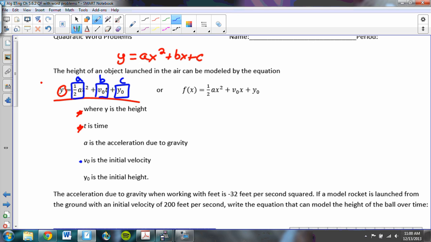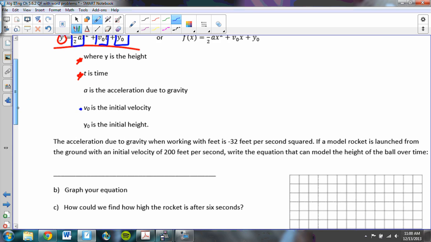So there's a lot of components. There's gravity pulling it down for the a value. There's a starting velocity for a b value. And there's a starting height for a c value. And with those components, we can create a formula or an equation to model some gravity.